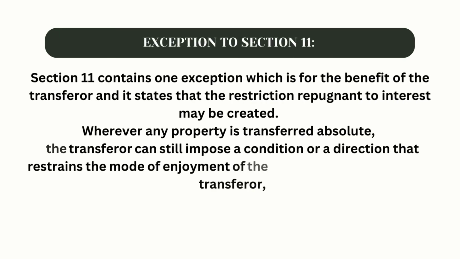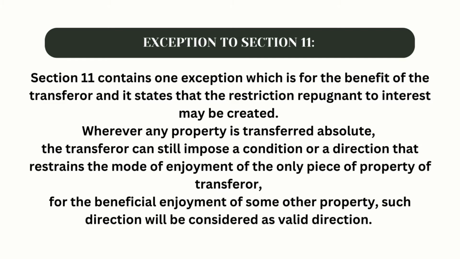Section 11 contains one exception, which is for the benefit of the transferor, and it states that a restriction repugnant to the interest may be created. Wherever any property is transferred absolutely, the transferor can still impose a condition or a direction that restrains the mode of enjoyment of the property for the beneficial enjoyment of some other property of the transferor. Such a direction will be considered a valid direction.